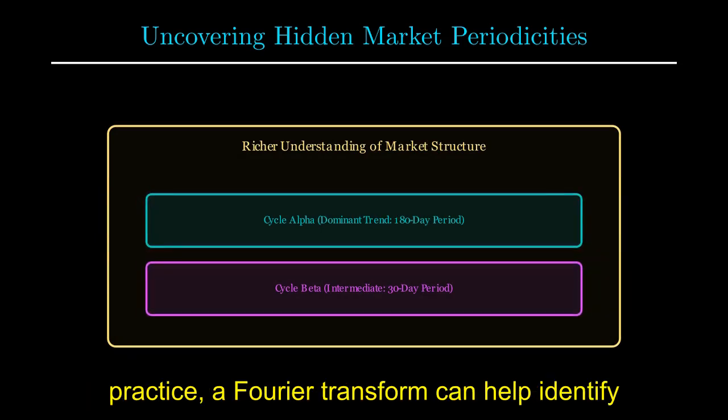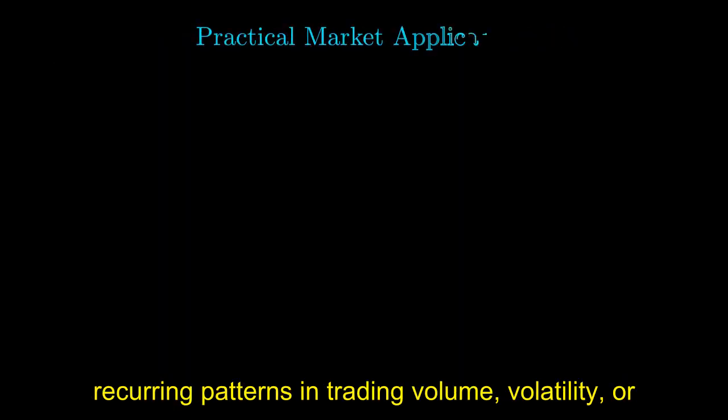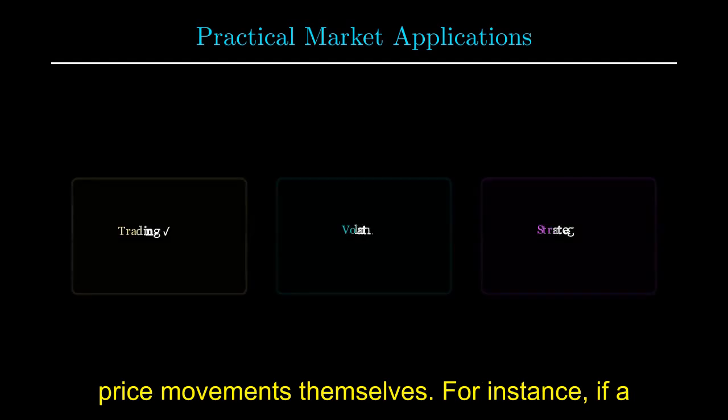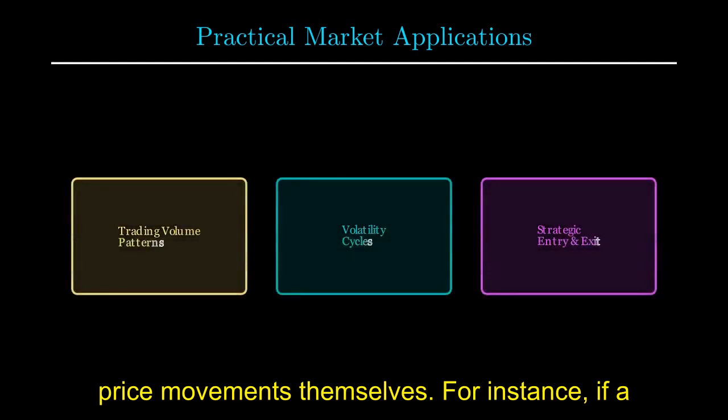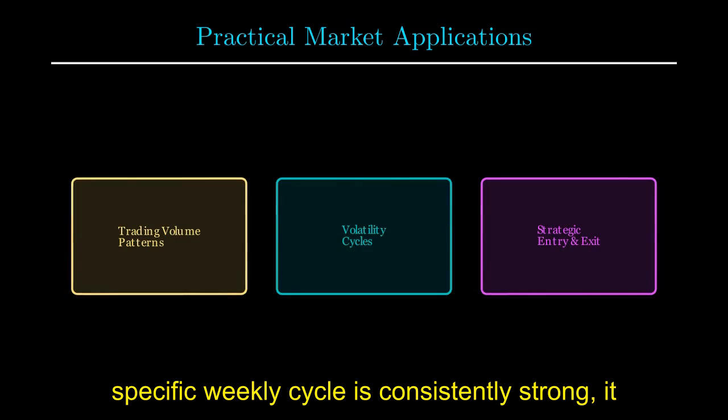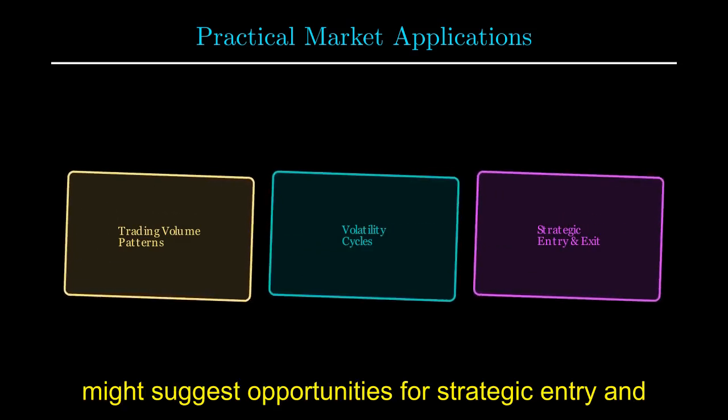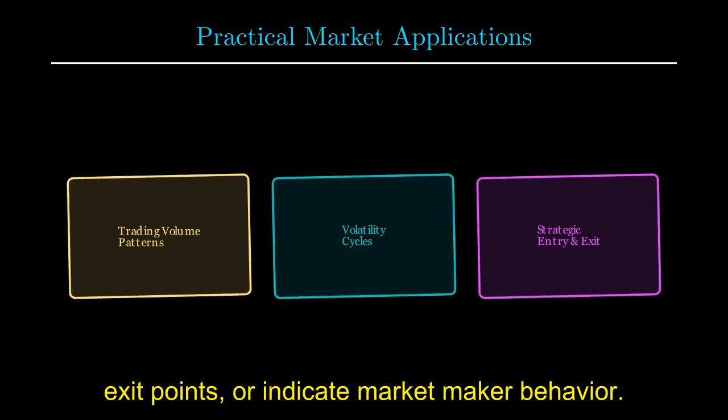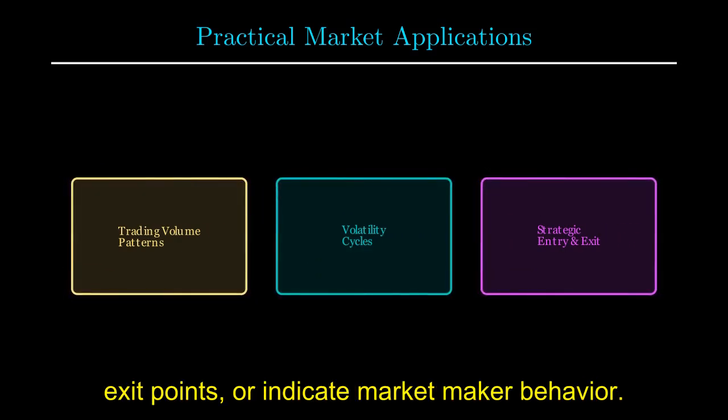In practice, a Fourier transform can help identify recurring patterns in trading volume, volatility, or price movements themselves. For instance, if a specific weekly cycle is consistently strong, it might suggest opportunities for strategic entry and exit points, or indicate market maker behavior.